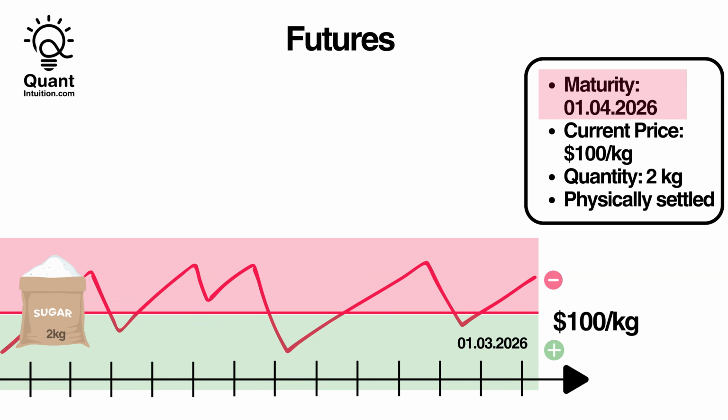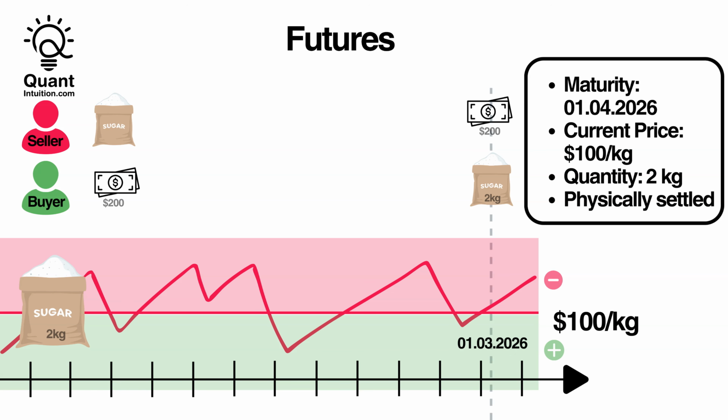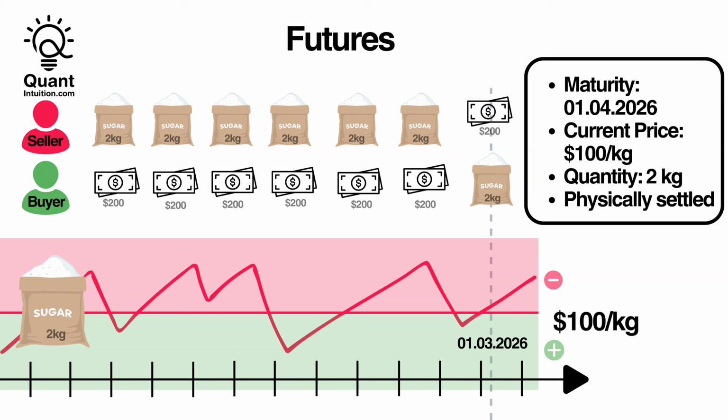So let's proceed with a specific example involving our cookie company. Imagine a futures contract set to expire in 1 year from now. It covers 2 kilograms of sugar, currently valued at $100 per kg. The mechanics of this futures contract require the seller to deliver the agreed-upon sugar at the time of settlement, while the buyer pays the agreed-upon cash. More specifically, in this example, on the 1st of April in 2026, the buyer of this contract pays $100 per kilogram to the seller, while the seller delivers the 2 kilograms of sugar.